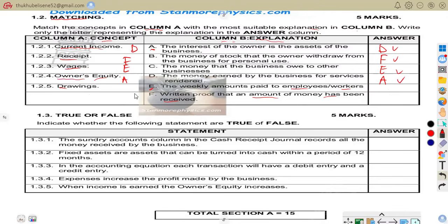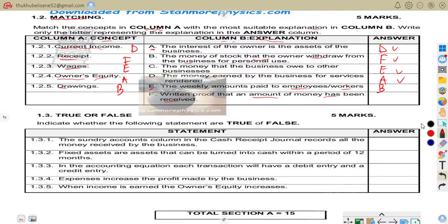Drawings, you can see now the correct answer is B. That is the money or stock that the owner withdraws from the business for personal use. So drawings is when the owner takes cash or goods from the business for personal use. For example, the owner takes 2,000 from the business account to buy personal goods. So that is a drawing.